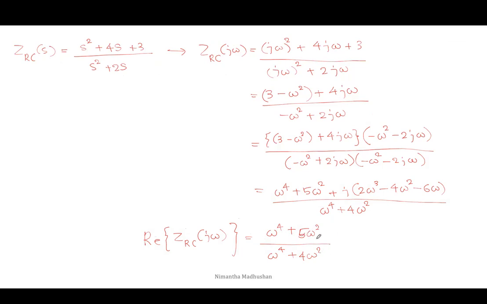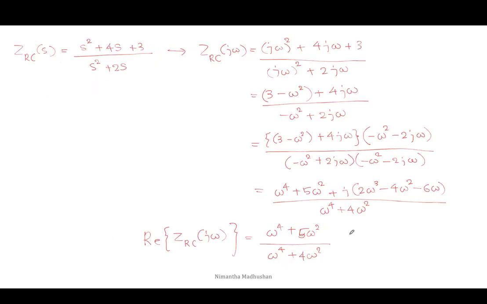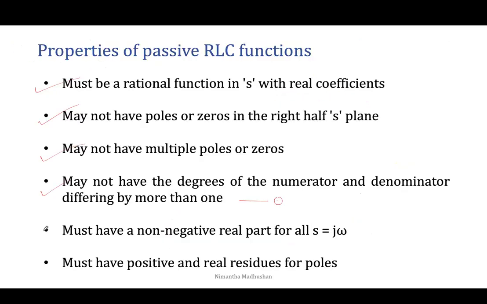You can see it is a real part and it is non-negative. The fifth property says it must have a non-negative real part for all s equal to j omega. You can see this part is greater than 0. Then this condition is also satisfied.